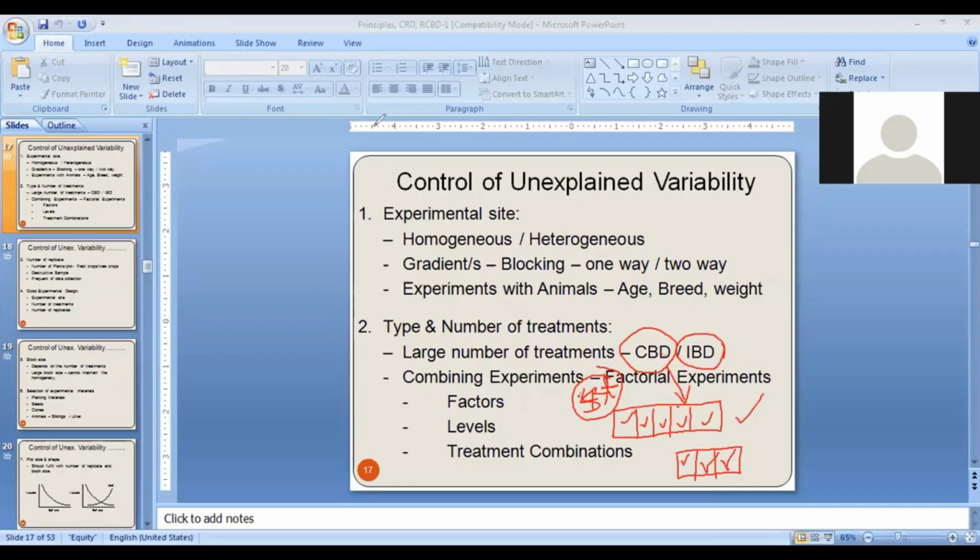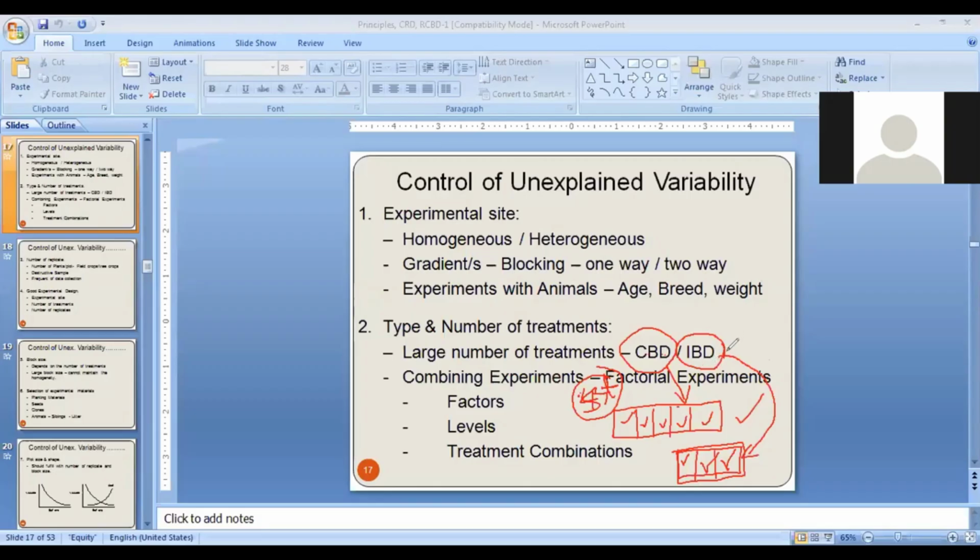Right? So again, if you have 5 treatments, we cannot accommodate all 5 treatments in the block. So at maximum we can accommodate only 3. So we'll have to decide which 3 we can accommodate. In that situation, it is called an incomplete block design. So this is called an incomplete block design.